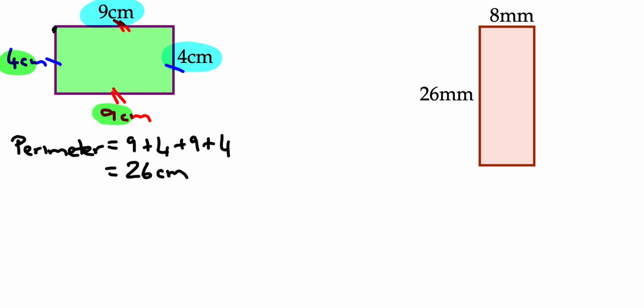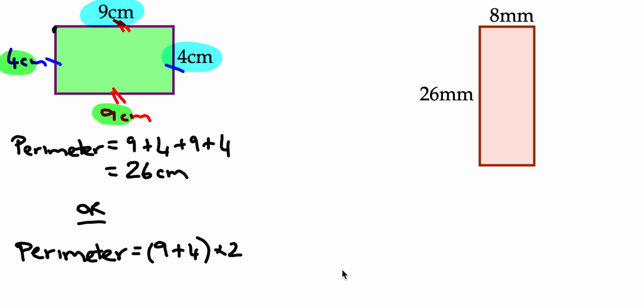So what we can actually say, here's another way of doing it, and you might like this or you might not. We could say that the perimeter is equal to 9 plus 4 times 2. In other words, once we work out one lot of 9 and 4, our total answer is double it. It's really important that you write it out using your order of operations. In other words, 9 and 4 is 13. We've still got to multiply by 2.